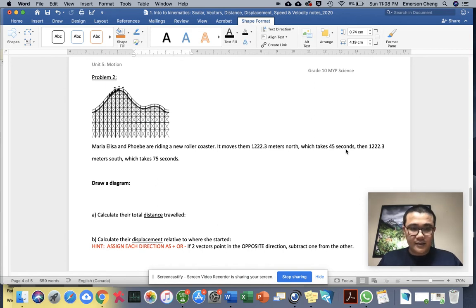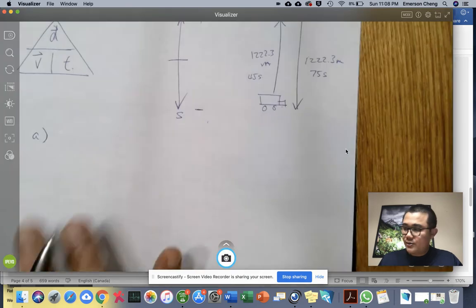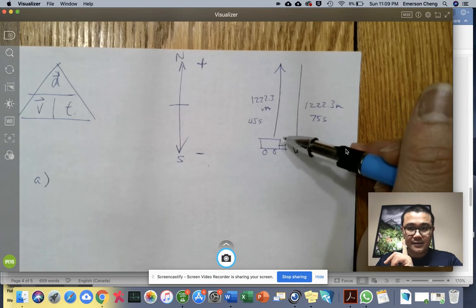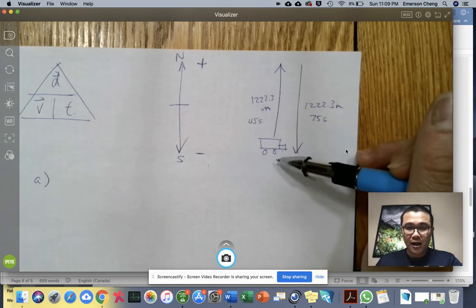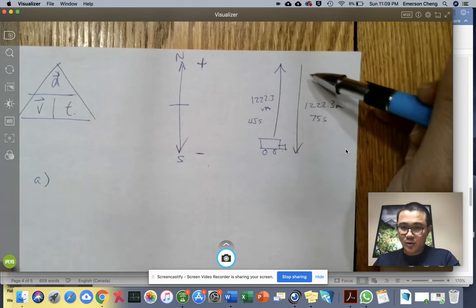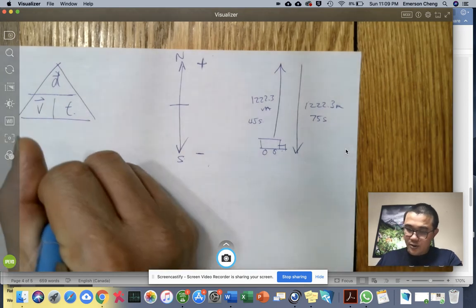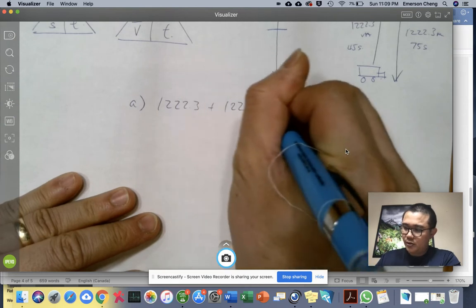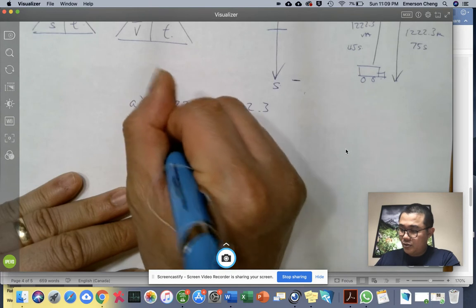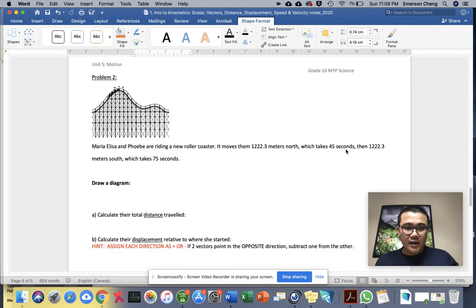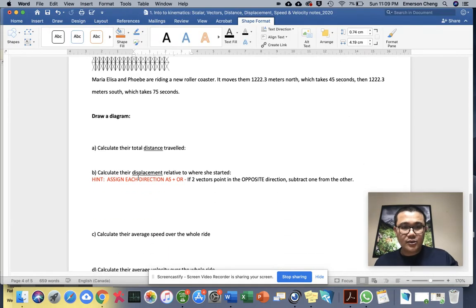A: calculate the total distance traveled. Keep in mind distance is a scalar, so you don't care about where they end up. They just care about the journey. It's going up this way and going down this way, so there's just 122.3 plus 122.3, which gives you double that number, 244.6 meters.